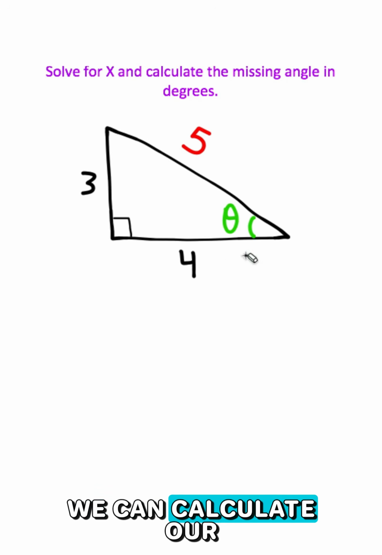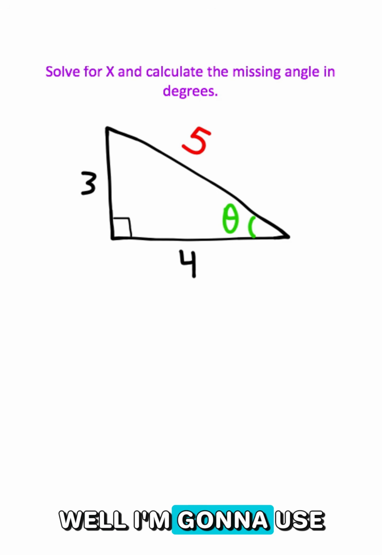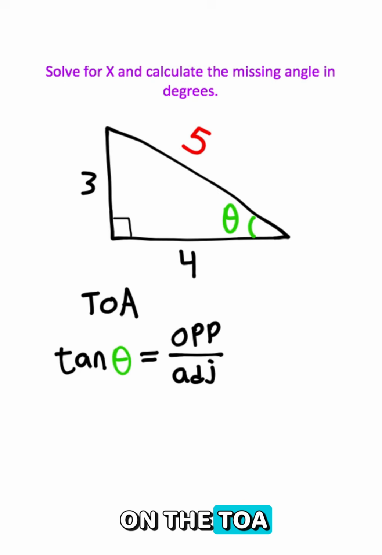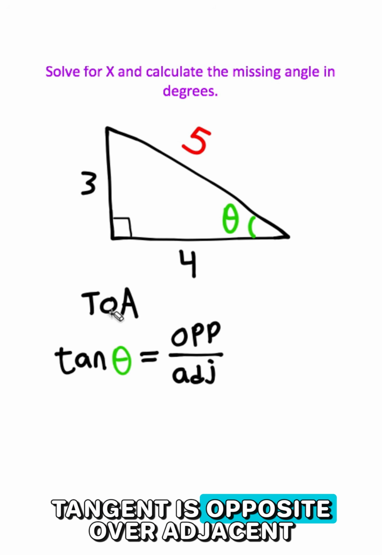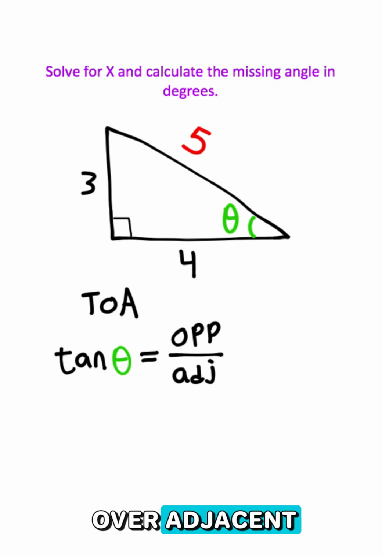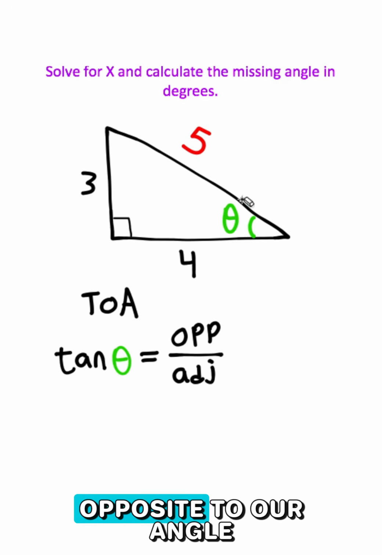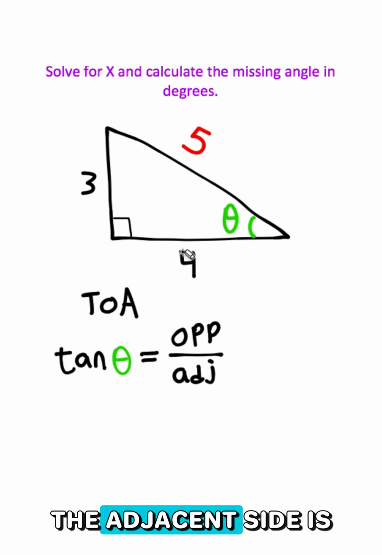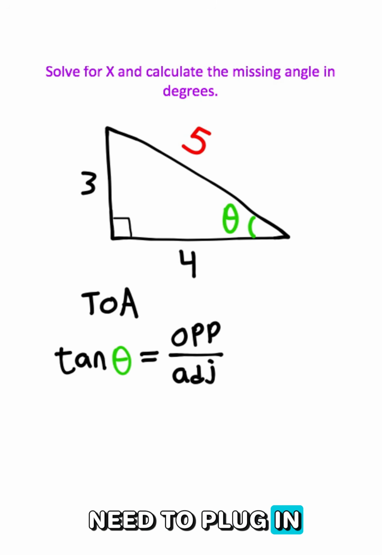Now let's see if we can calculate our angle theta right here. Well, I'm going to use the rules of SOHCAHTOA for this. Specifically, I'm just going to focus on the TOA, which tells us that tangent is opposite over adjacent. So tangent of our angle theta is opposite over adjacent. Now, the side opposite to our angle is 3. The adjacent side is 4. So we just need to plug in 3/4.